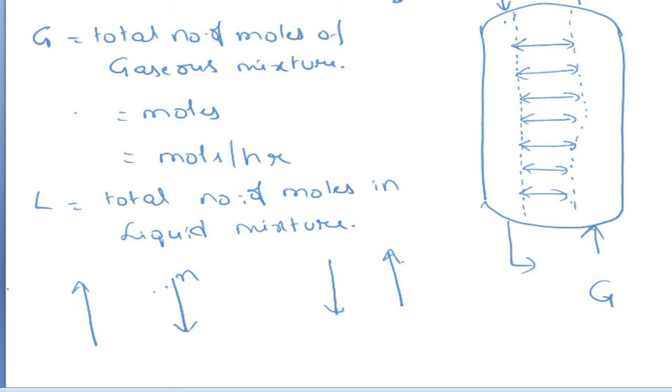So how can we determine how many moles are increasing? Since it is a continuous process, we cannot determine exactly how many moles are increasing at any point. As it moves, the liquid moles are increasing and the gaseous moles are decreasing.